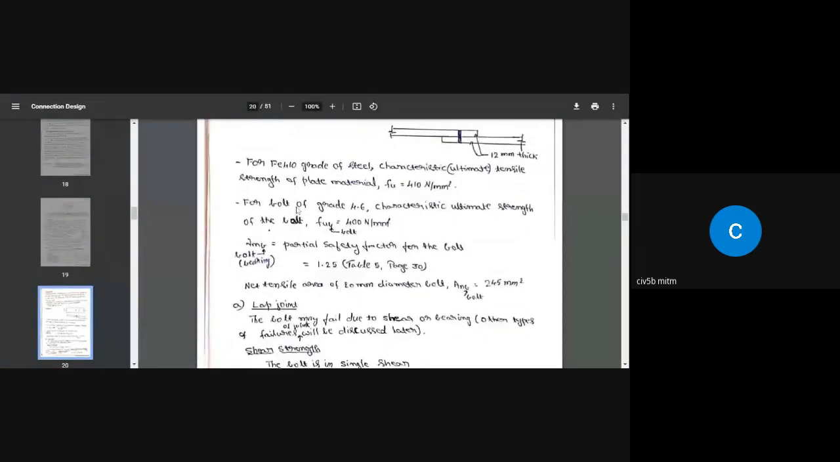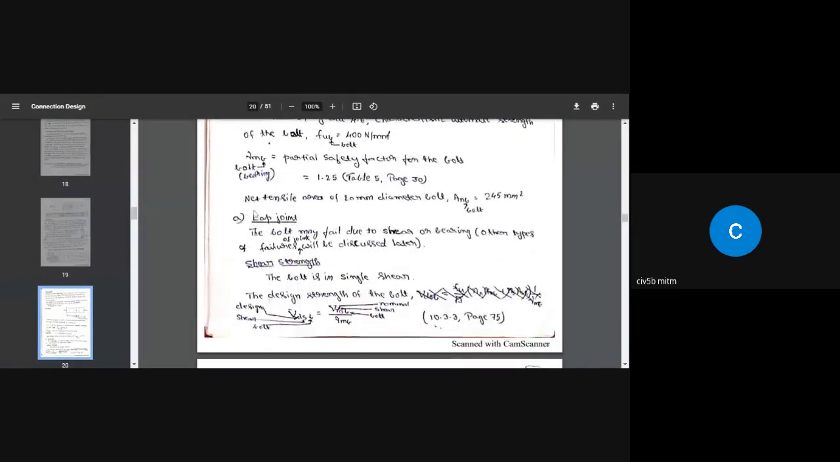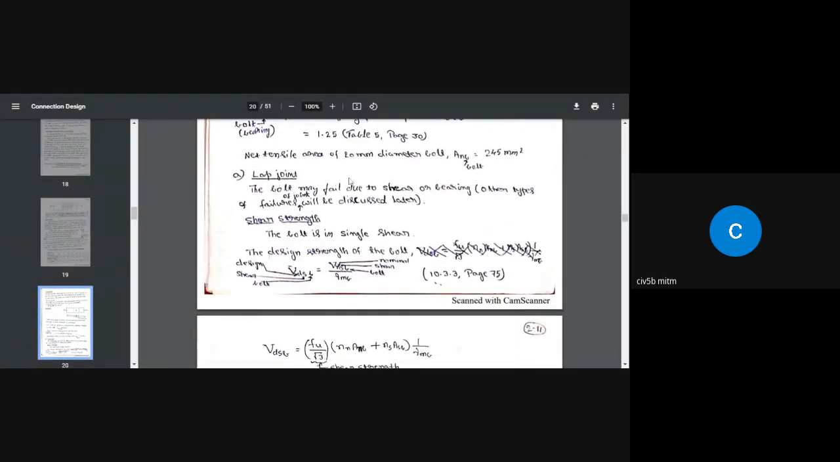Okay, so coming to this first, that is the lap joint. Guys, I'm going to go very slowly because this is the first problem. If you understand this, design of bolted connection will be easy, but if you don't understand this, then it will be very difficult for you guys.